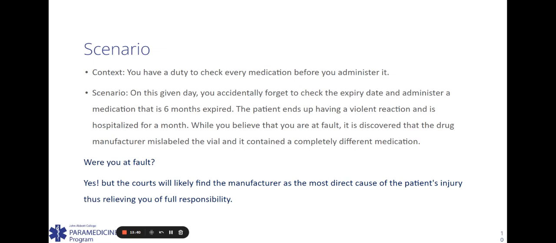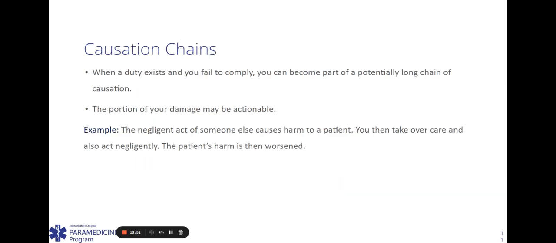So were you at fault? Yes, but the courts will likely find the manufacturer as the most direct cause of the patient's injury, thus relieving you of full responsibility. And this is what we call a causation chain. It's important to understand this concept because a duty exists when a paramedic is providing care to a patient, and if that duty is not met, the paramedic can become part of the potentially long chain of causation.